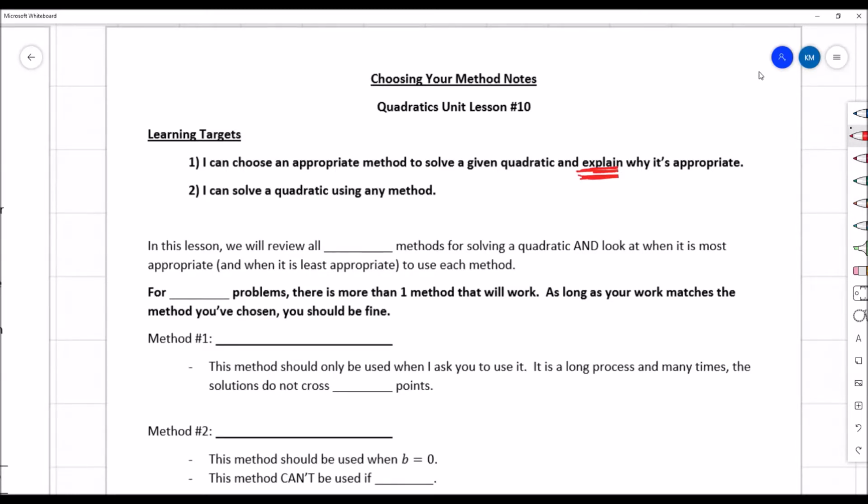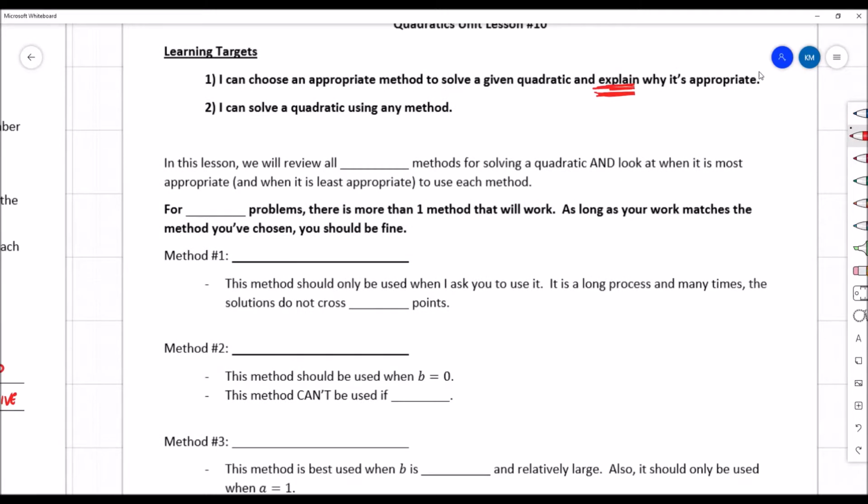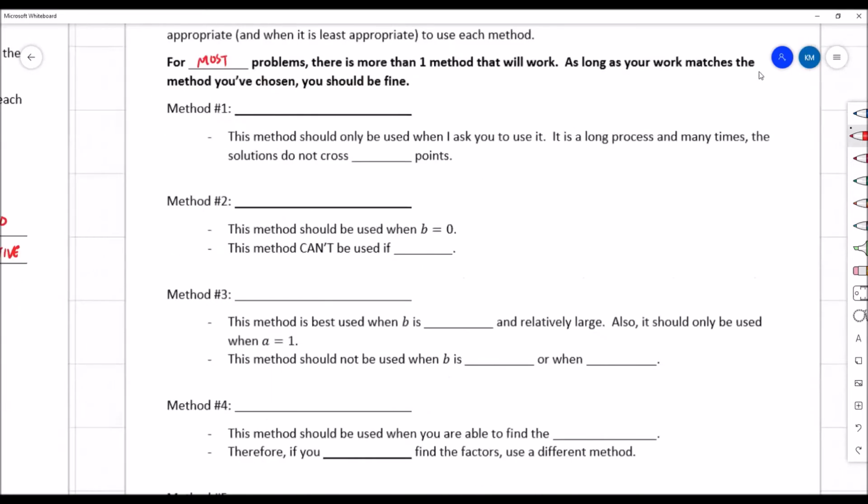So we have learned 5 methods to solve a quadratic. I'm hoping that you got most of those down. We're going to look at those 5 and talk about when it's most appropriate and least appropriate to use each method. For most problems, there's more than one method that will work. As long as your work matches the method you've chosen, you should be fine.